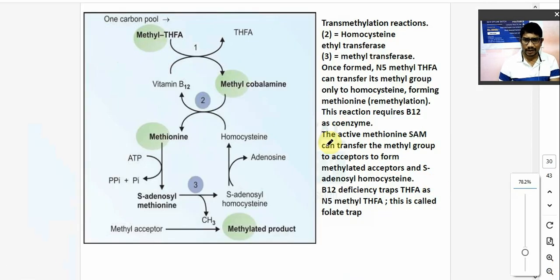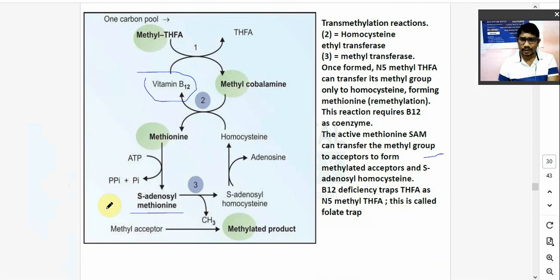The active methionine, SAM, S-adenosyl methionine, can transfer the methyl group to the acceptor to form a methyl acceptor. If there is a deficiency of vitamin B12, then tetrahydrofolic acid as N5 methyl tetrahydrofolic acid, this is called. If there is a deficiency, the methyl group from tetrahydrofolic acid is not transferable if there is a deficiency of vitamin B12. So that's why it is known as a folate trap. Folate trap. Not much important for you.